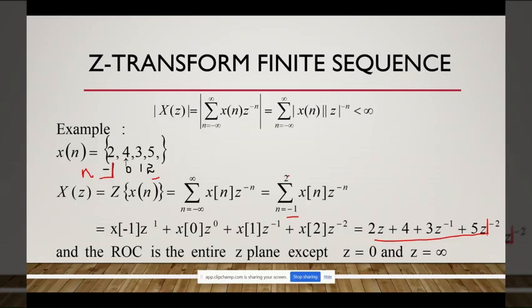We all know that ROC is the region where x of z is finite. So for a left sided sequence and right sided sequence, you have to analyze and predict what should be the ROC. That is given as a task to you.